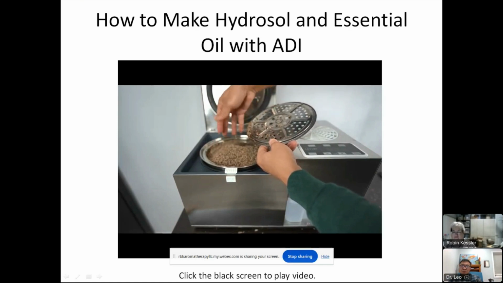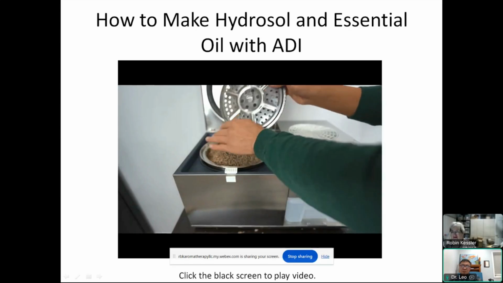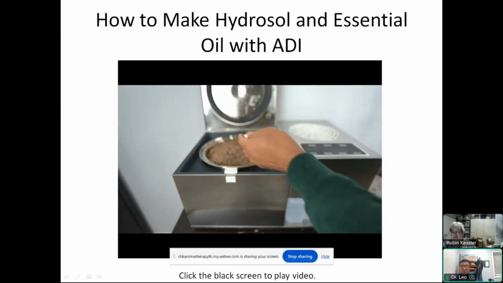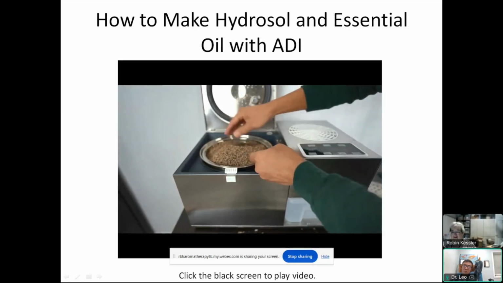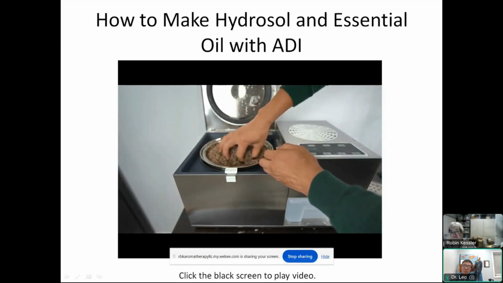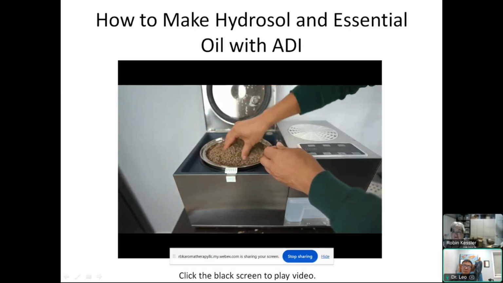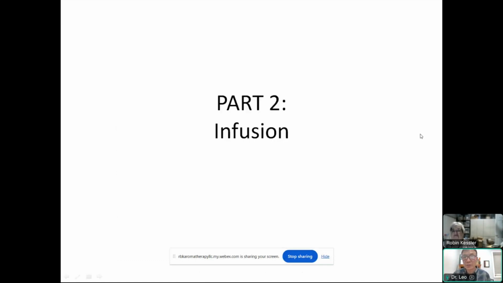time. And the herb after distillation, you can just use that to compost. I just dump it into the garden bed. That's wonderful for the soil because they still have some benefit from the herbs. This can be easily absorbed by the soil. Okay. So that's the demonstration about using the ADI to make the hydrosol and essential oil.